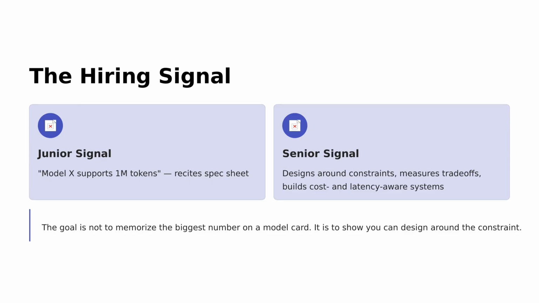Here's the hiring signal. A junior candidate says, Model X supports 1 million tokens, basically repeating the spec sheet. A senior candidate does something different. They design around the real constraints, measure the trade-offs, and build systems with cost and latency in mind. The point isn't to memorize the biggest number on the model card. It's to show that you can make good design decisions because of the constraint, not despite it.